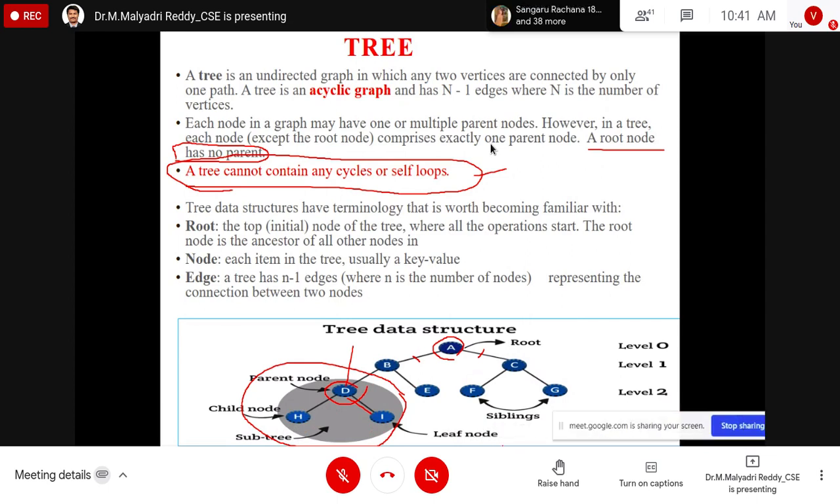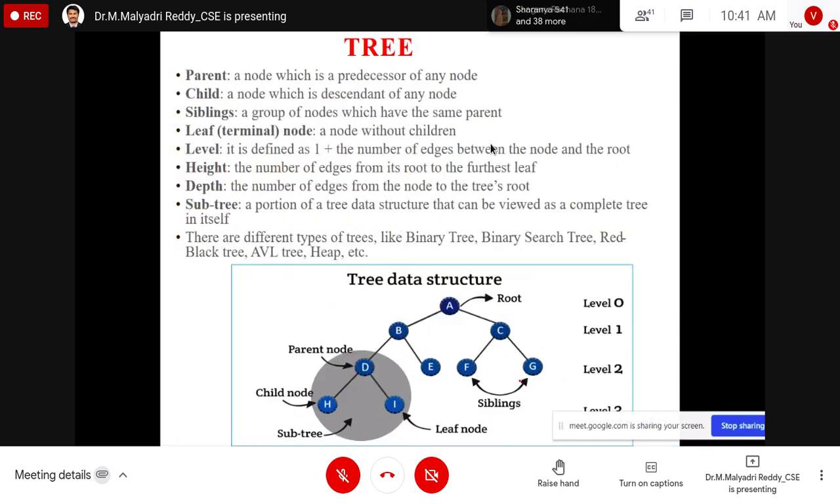This is the way to represent trees. Again, this is the parent: a parent is the predecessor of any node. It is a start. This is the main parent. This is the parent for the subtree. This is the predecessor, so from that we can derive the children. Child: a node which is a descendant of any node. Descendant means children. So H, I are the descendants of the node D.